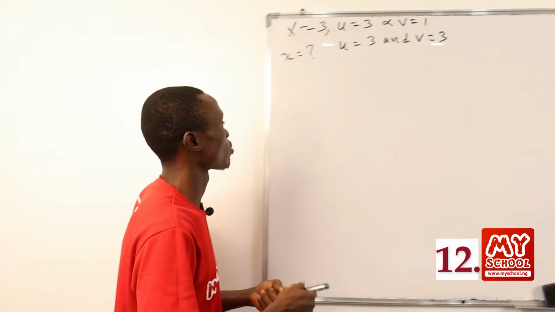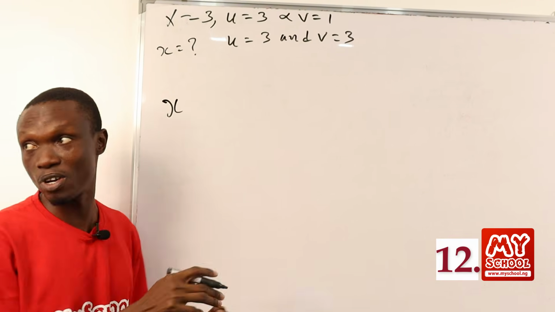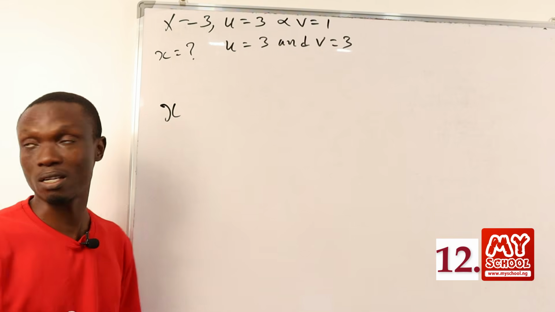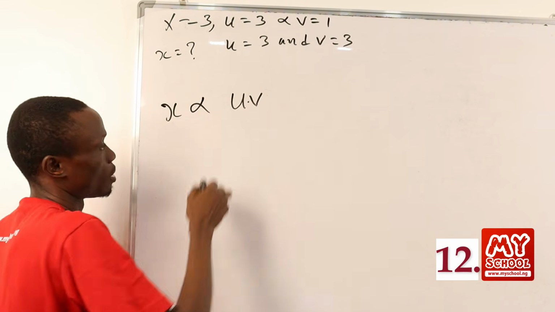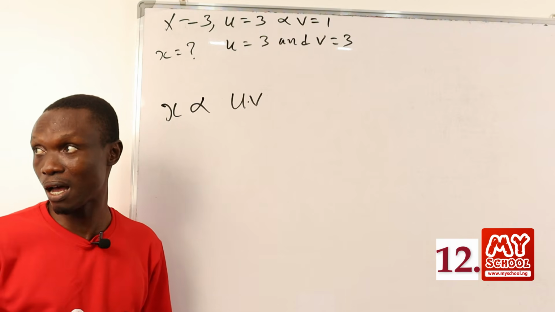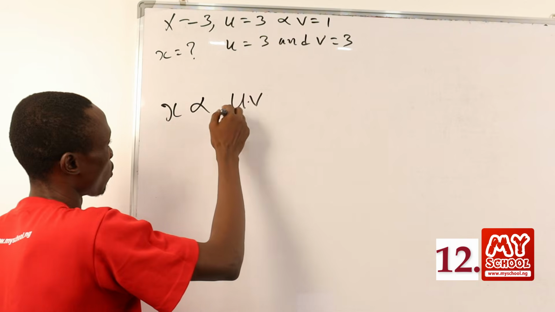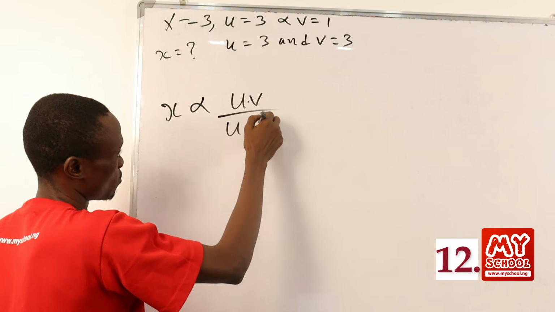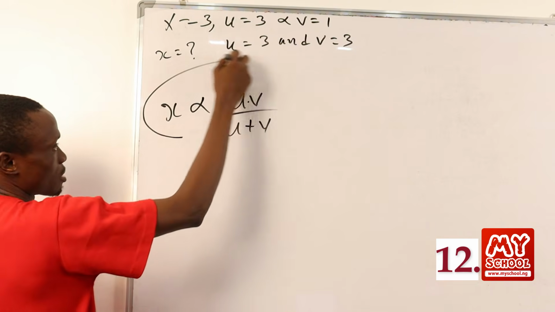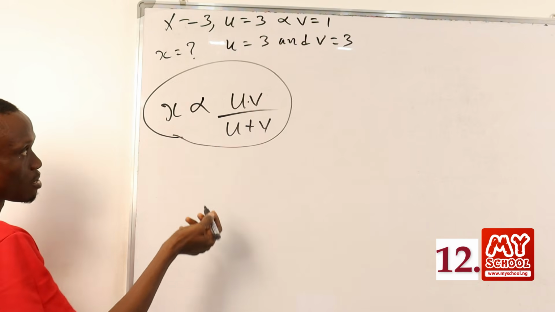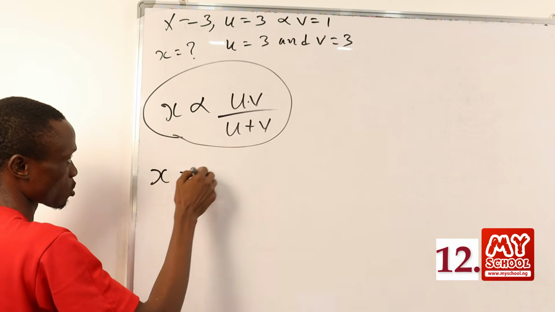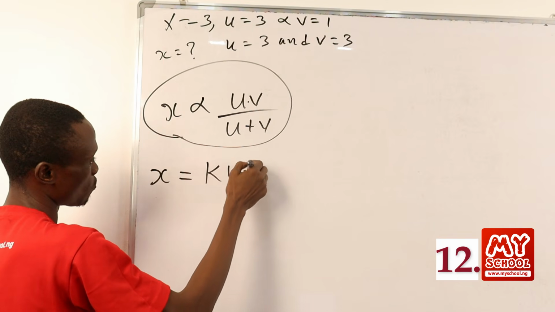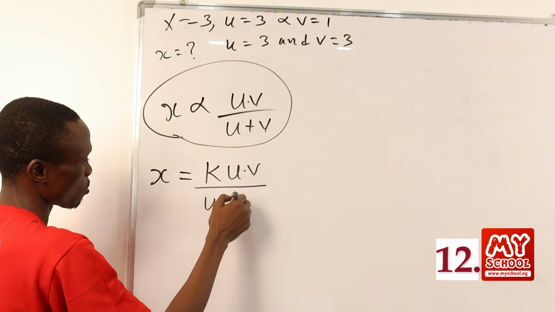In this question, we are told that S varies directly as the product of U and V, and inversely as the sum of U and V, so you have U plus V. So this is just that statement, right? Then the next thing is just for us to introduce a constant so that we can have an equation. So S is now equals to K U V all over U plus V.